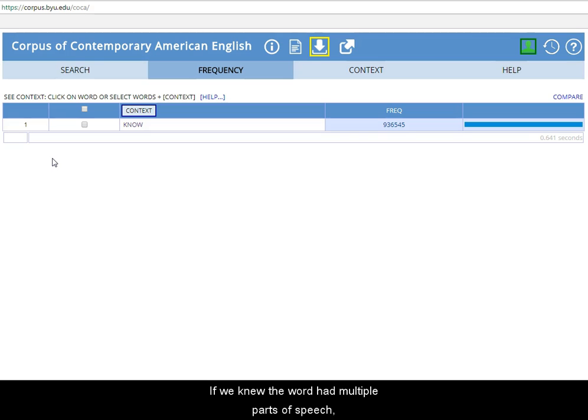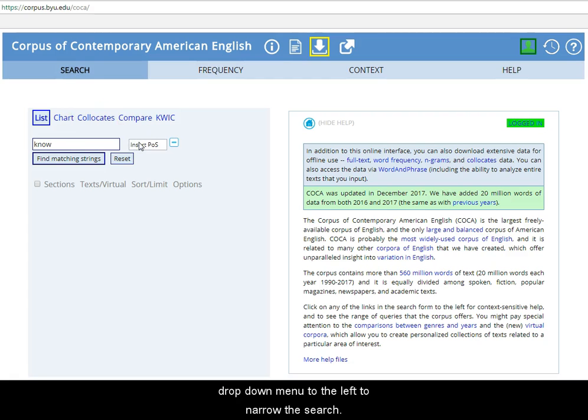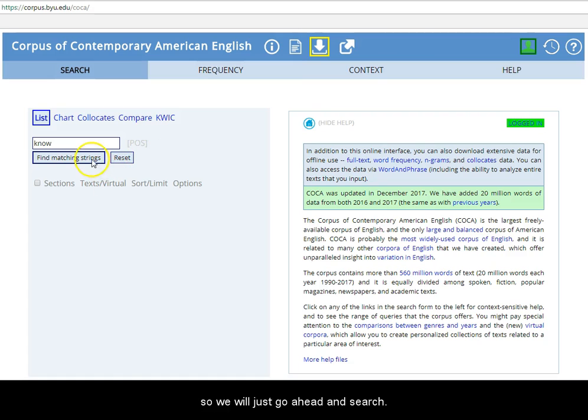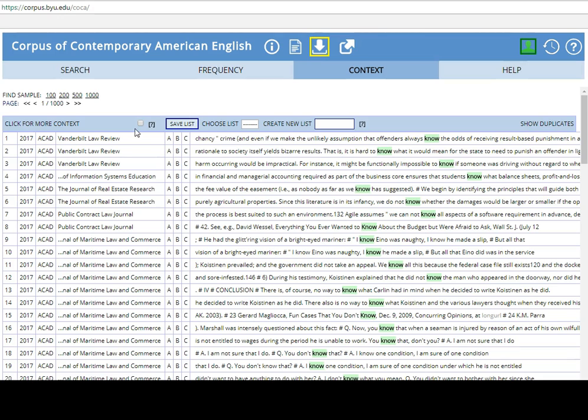If we knew the word had multiple parts of speech, then we would need to select the part of speech from the drop-down menu to the left to narrow the search. But for now, we know that know is a verb, so we will just go ahead and search. So what we get here is the frequency of this word in the corpus. We can also click on the word and see basic concordances of all instances of the word in the corpus. We can also click on the source here to view the word in context.